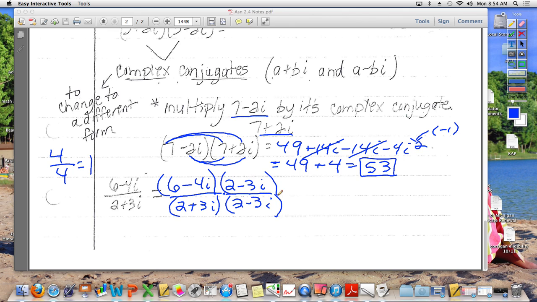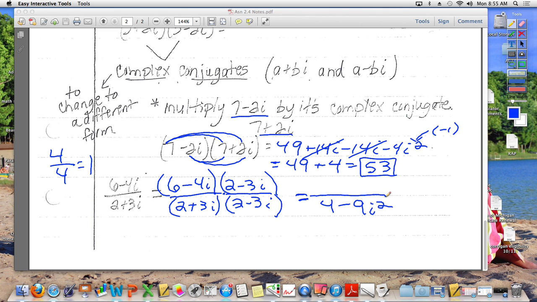2 FOILs here, but the one on the bottom you guys should be getting pretty good at, because you know what's going to happen to the middle terms. What's going to happen to the middle terms? They cancel out, just like here, 14i and negative 14i cancel out. So 2 times 2 is 4. 2 times negative 3i is negative 6i. I'm not even going to write it down. And then 3i times 2 is 6i. I'm not going to write it down because I know those are going to cancel out. But then you need to do 3i times negative 3i. That's negative 9i squared.